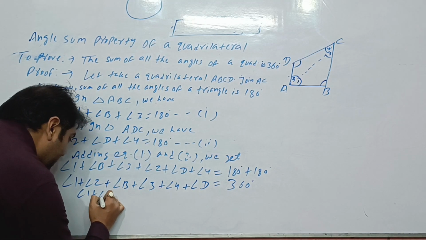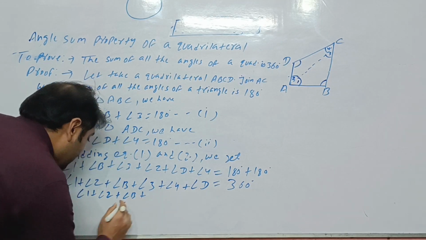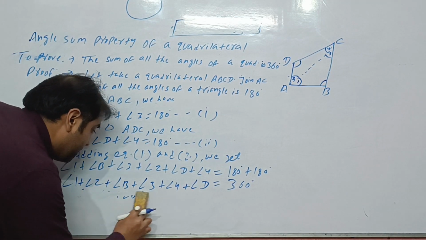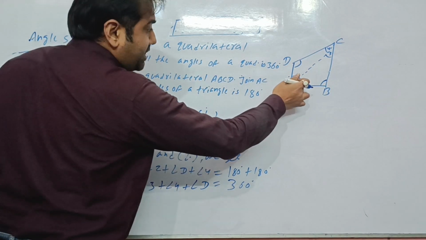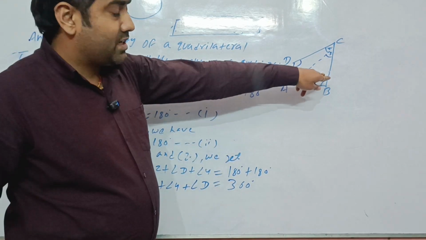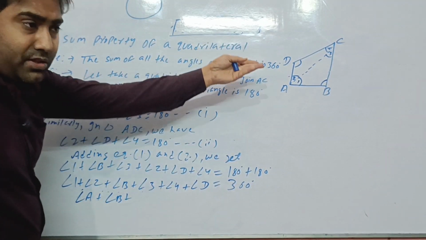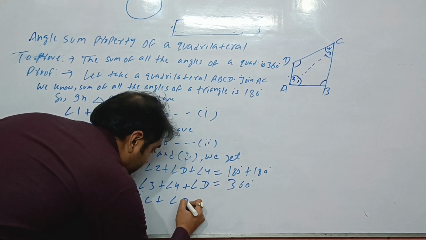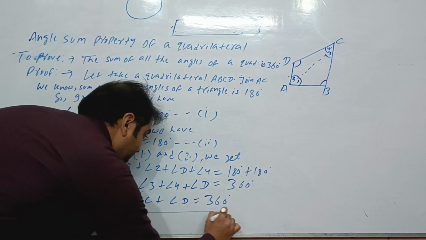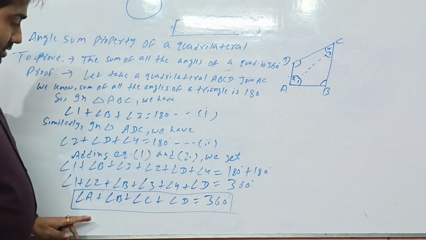So angle 1 plus angle 2 plus angle B plus angle 3 plus angle 4 plus angle D. On joining angle 1 and angle 2, we get angle A. Then angle B. Angle 3 and angle 4 give us angle C, and angle D is as usual written as angle D. So we now get the desired result, what we had to prove: the sum of all the angles of a quadrilateral is 360 degrees, and here it is proved.